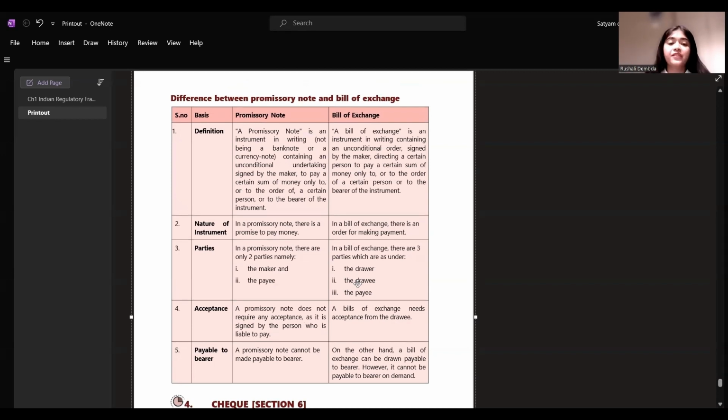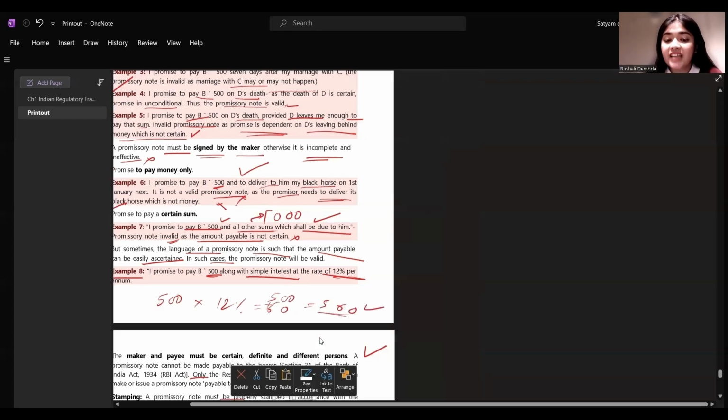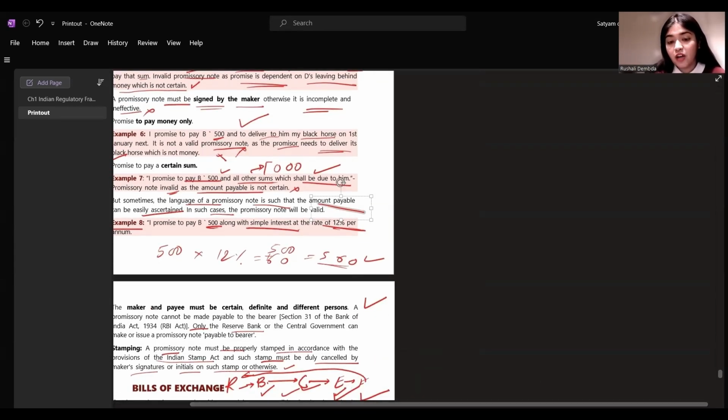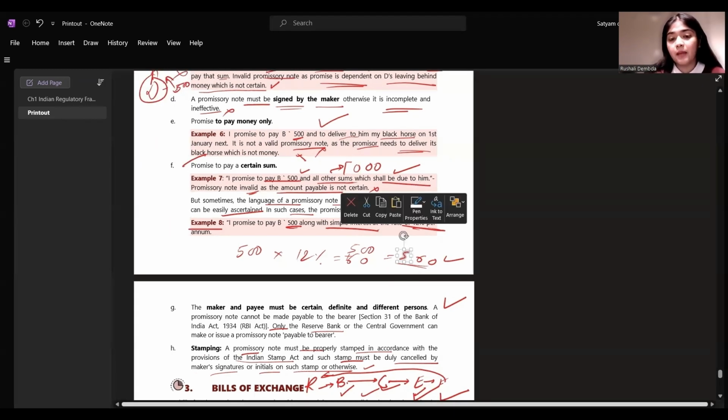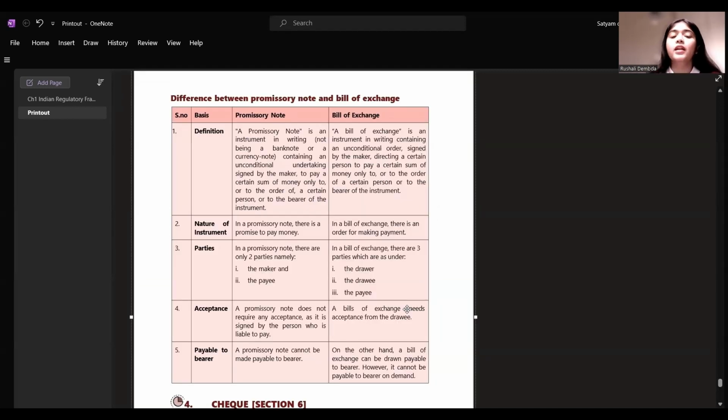Now, they have given the differences. They have given you a table form of differences, which can be asked as a question in your examination. So it is important that you memorize this or try to understand it. If you try to understand how things work in a bill of exchange and a promissory note, you'll be easily able to write the difference between the two. Okay, let's see one by one what all things are mentioned in it.